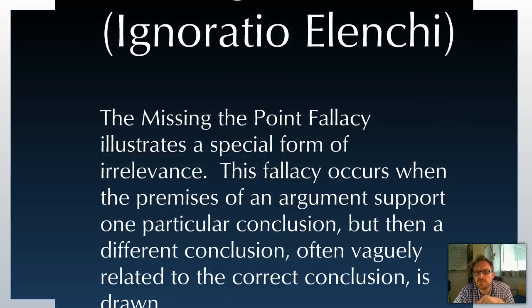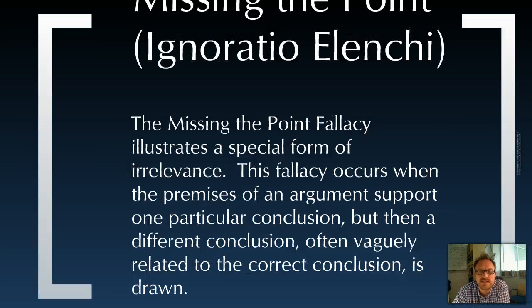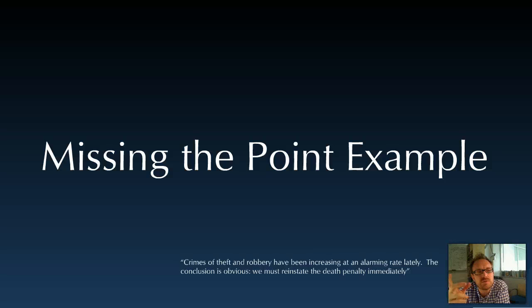The next one here is called missing the point, or the ignoratio elenchi fallacy. And this missing point fallacy illustrates a special form of irrelevance. It occurs when the premise of an argument supports one conclusion, but then a different, often vaguely related conclusion is what gets drawn. So here's a case where these ones can be very difficult to spot, but the idea is an argument is given, which naturally has a conclusion, but the conclusion that's given is slightly wrong, right?